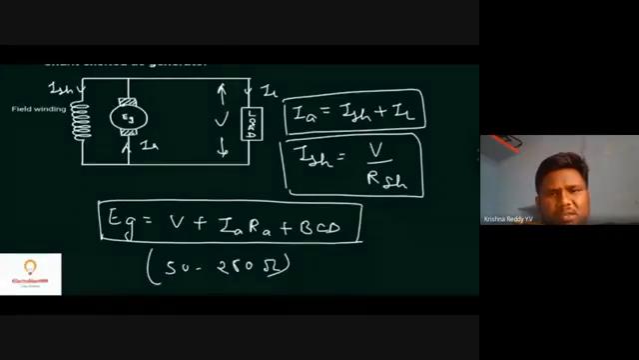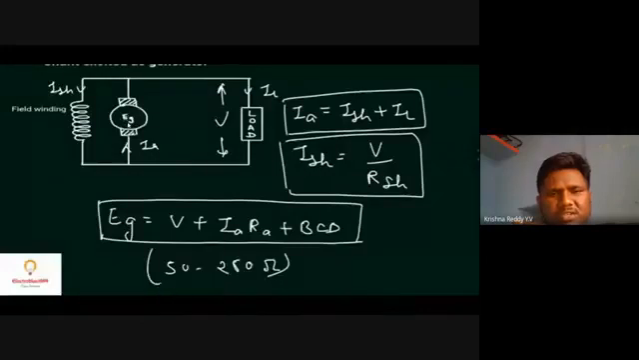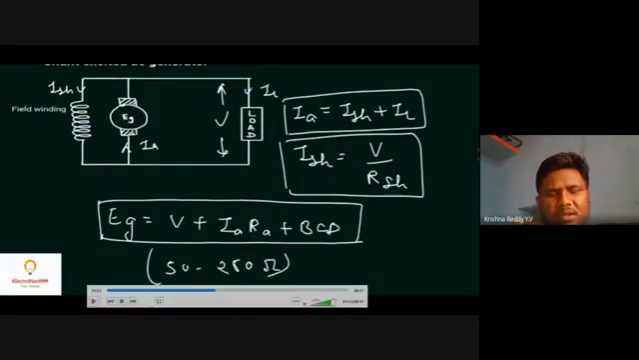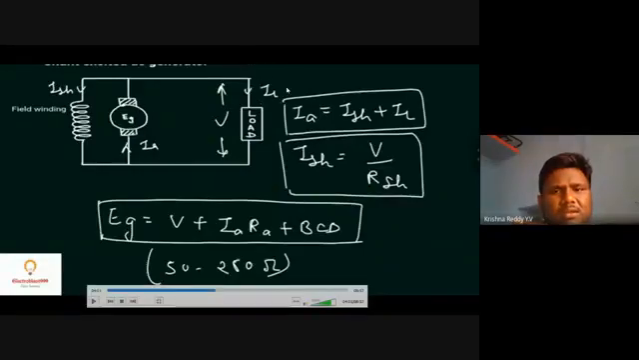That's why the voltage is common. Ish is equal to V divided by Rsh, the resistance of the shunt field winding. By applying KVL in this loop, we can get the induced EMF equation: E is equal to V plus IaRa plus brush contact drop. The armature current does not flow directly through the shunt field winding. In order to deliver the maximum amount of power, we require the maximum amount of load current. For that purpose, the maximum amount of armature current will flow through the load, and the minimum amount of current flows through the shunt field winding.